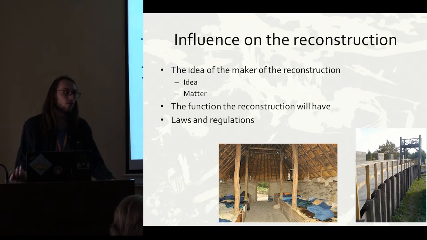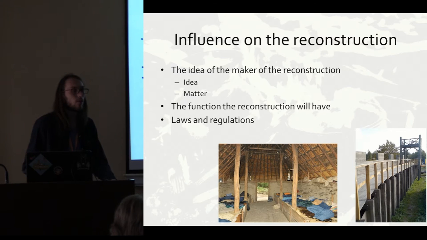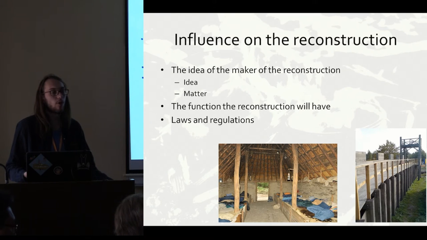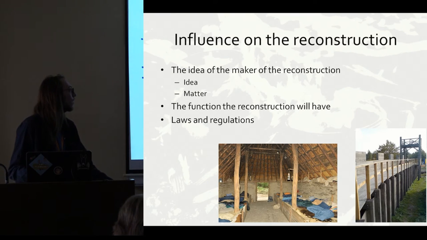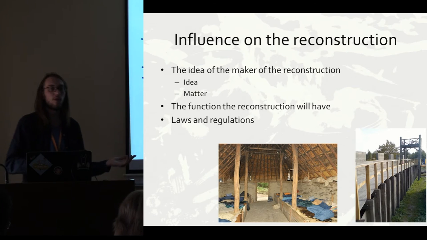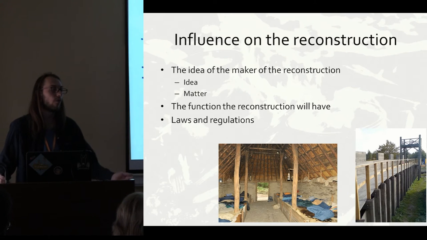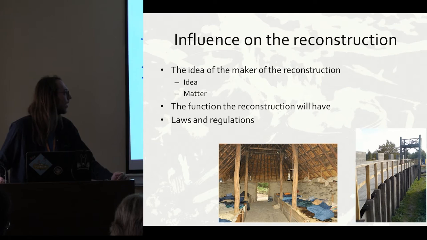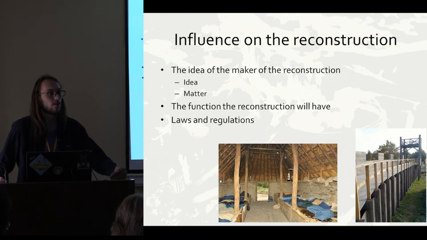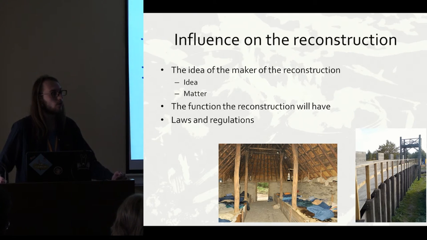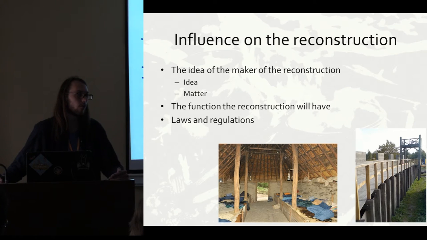Other influences he also needs to think about is, for example, the functionality the reconstruction gets. We know, for example, in archaeological open air museums, reconstructions are also used for educational purposes. For example, here is an image of an Iron Age house where children sleep in the farm area. So the function the reconstruction sometimes gets is not the same as it had in the past. So in that way, you could say that the object itself has another kind of meaning and another kind of value, even if it's trying to represent the same original artifact.